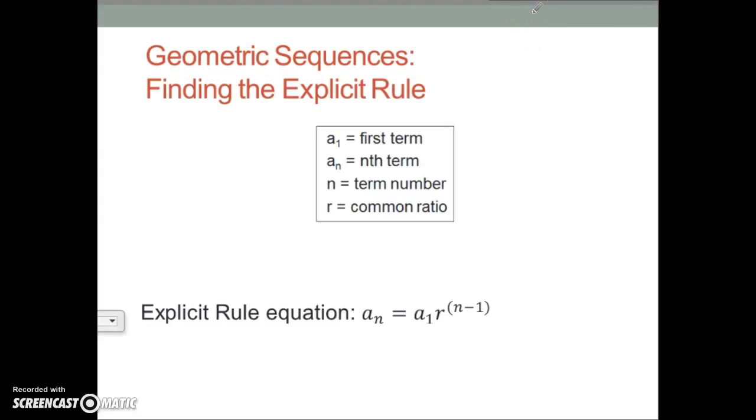The explicit rule equation for geometric sequences is similar to arithmetic sequences in that we identify the first term, we need the common ratio, and we have the term number minus 1, but notice how it's set up a little bit differently. In a geometric sequence, we have our common ratio raised to an exponent. That's important. The arithmetic ones were not to an exponent, but geometric is.